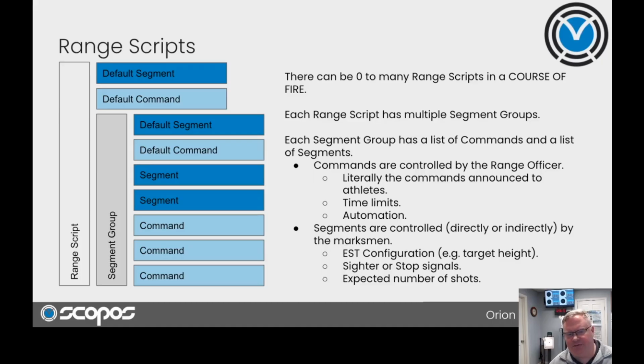And then segments, the key difference between a command and a segment is a segment is directly or indirectly controlled by the marksman, the athlete that is shooting. And it has information about the EST configuration, what target height they should have, if the lights are on or off. It defines how many sighter shots you have, if any. And then the expected number of shots in each stage. That is a range script.